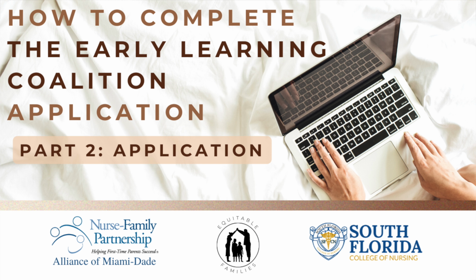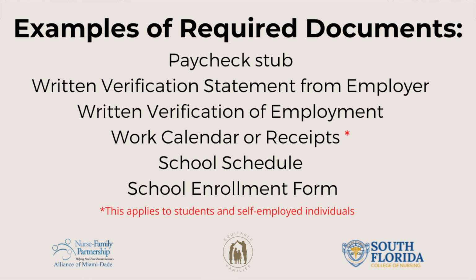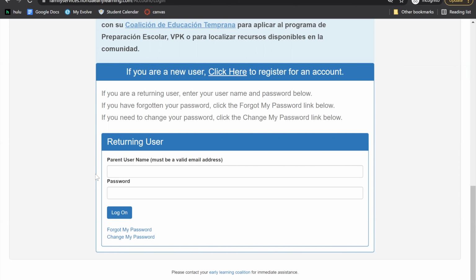Before we begin, please make sure you have at least one of these documents with you so we can upload it onto the application. You can pick between a pay stub from your job, a verification statement from your employer, verification of employment, a work calendar if you are self-employed, or work receipts, or if you're in school, a school schedule or a school enrollment form. Any of those will work.